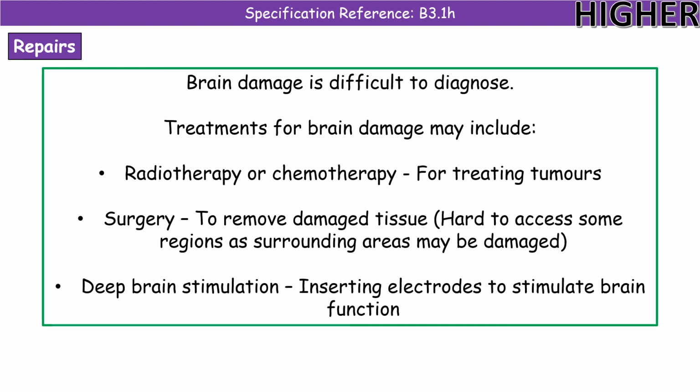The options we've got available for us, first of all, we've got the different types of tumours. So if you have brain cancers, then we can use radiotherapy or chemotherapy to treat those tumours in many cases. Option 2 is surgery, so we can remove damaged tissue, but as we've already said, it can be hard to access. Option 3 is this idea of deep brain stimulation. By that we mean we're going to use electrodes to stimulate brain function in certain areas if it's not working as expected.